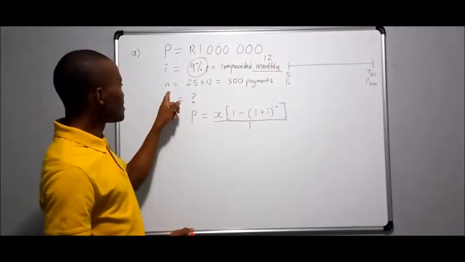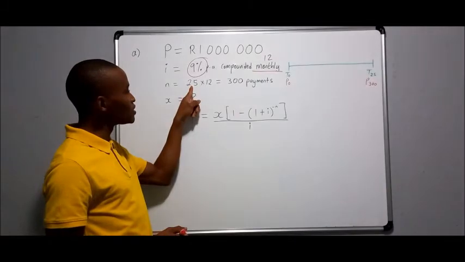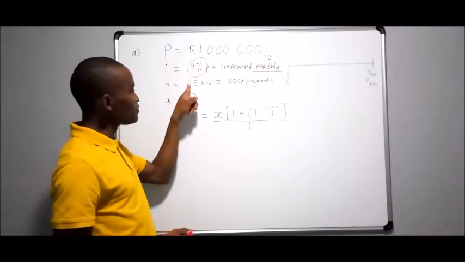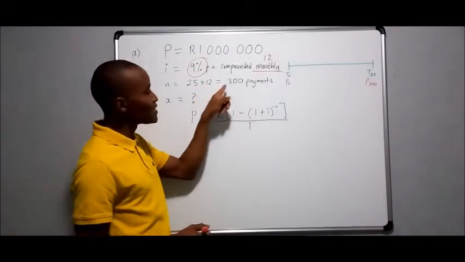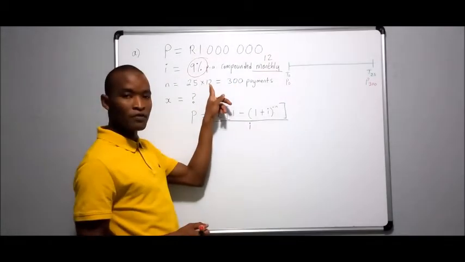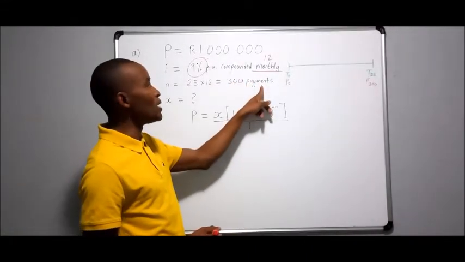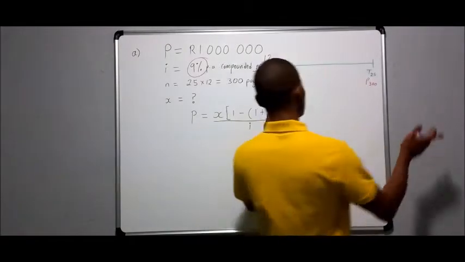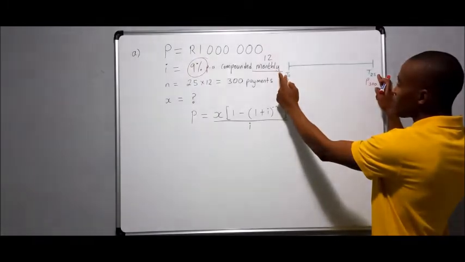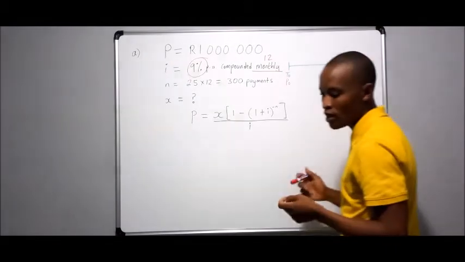Good stuff. The n is the number of payments. What do we know? The question indicated that it will take 25 years to pay off this loan. However, in 25 years, how many months will we have? 300 months. That comes from 25 years times 12, giving us 300 payments that need to be made towards the repayment of the 1 million rands. As you can see on the side here, I have the timeline for us. It's going to take 25 years, however it will take 300 payments in these 25 years to pay off this loan.